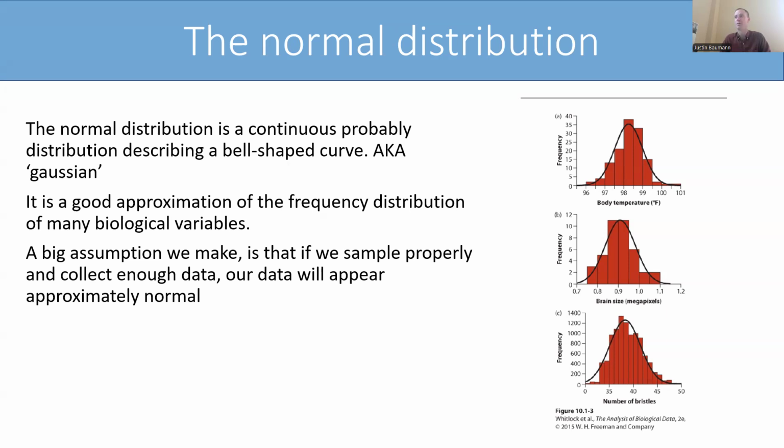It's a good approximation for the frequency distribution of a lot of biological variables, or at least it's supposed to be. One big assumption that we make is that if we sample properly and we collect enough data, our data should appear approximately normal, right? If we collect enough samples of large enough size, they should be the approximate shape of a normal distribution around our population's mean. So here are some examples of normal distributions.